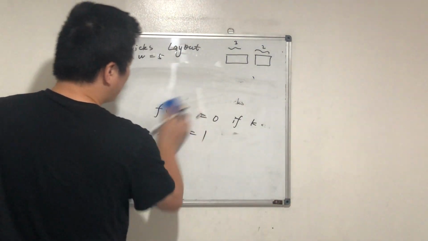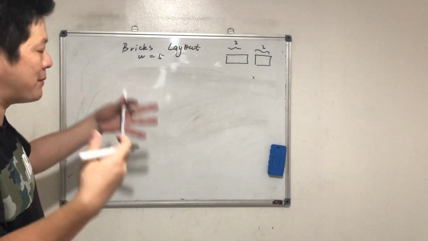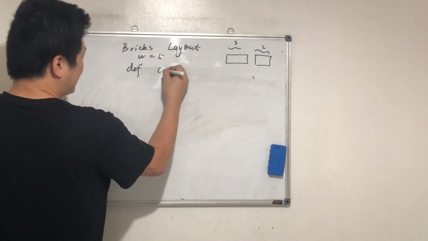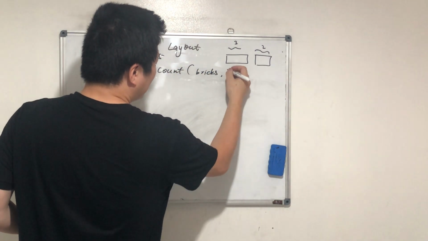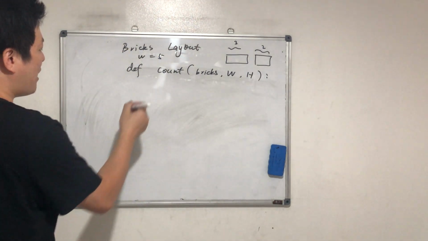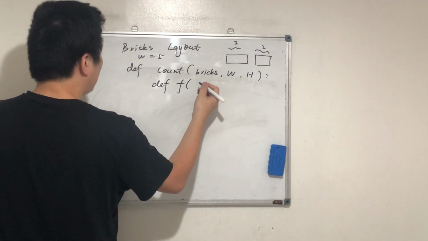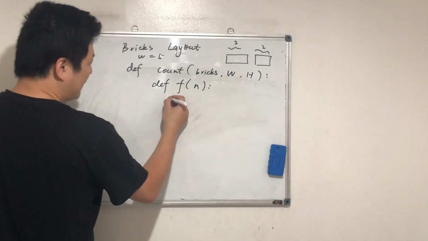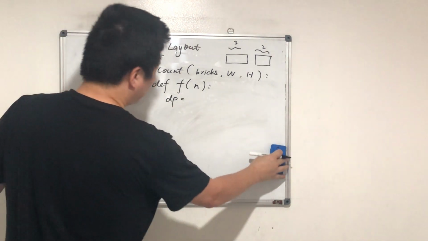Okay, so let's do it bottom up. We can use another approach to solve this dynamic programming problem. Let's say this function takes the number of bricks, and we have W, we have H, right? So now we want to define another function. Define dp, this is an array. We want to store this number.